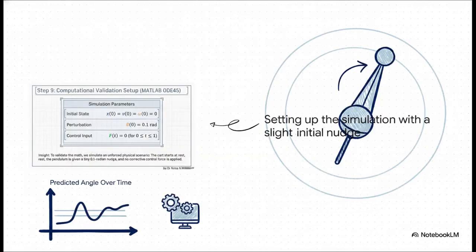So to visually validate all this rigorous mathematical derivation we just did, we're going to set up a computational simulation using an ODE solver. We establish a totally unforced physical scenario. The system starts completely at rest, then we give the pendulum a tiny 0.1 radian nudge, just the slightest little tip, and we make sure our control input F is completely locked at 0. Absolutely no corrective force will be applied here. Let's see exactly what our math predicts is going to happen.